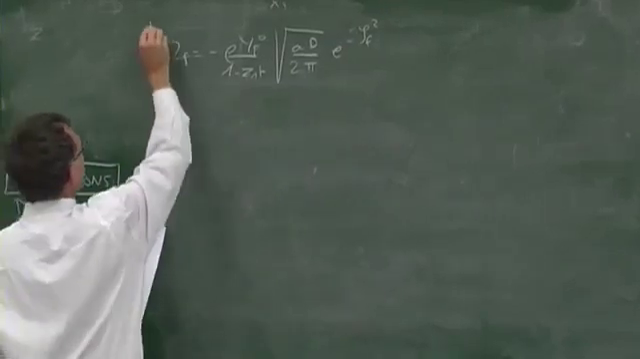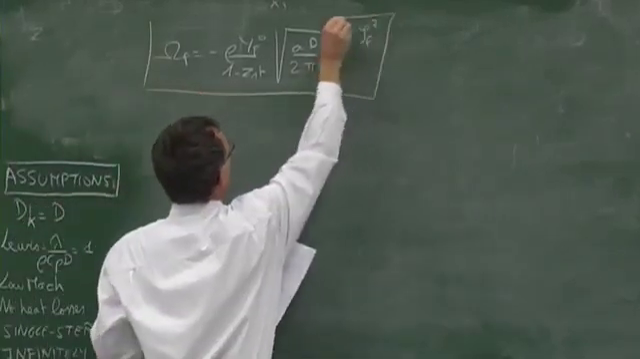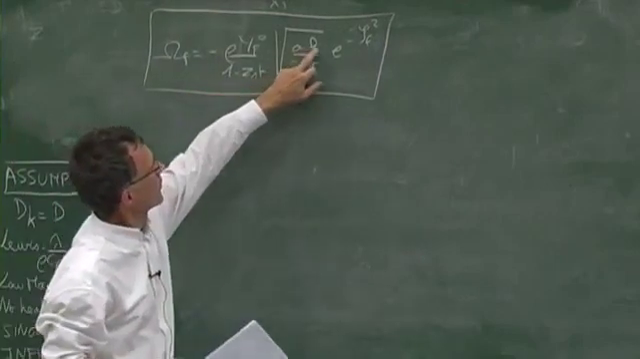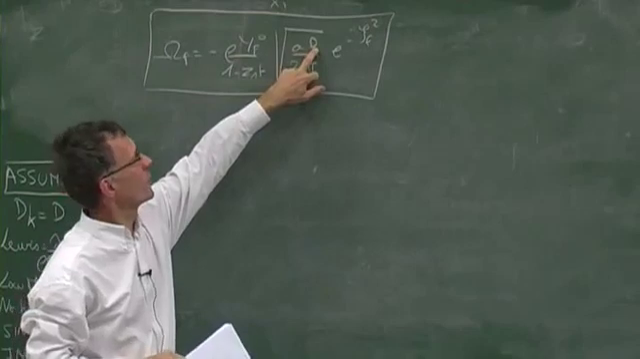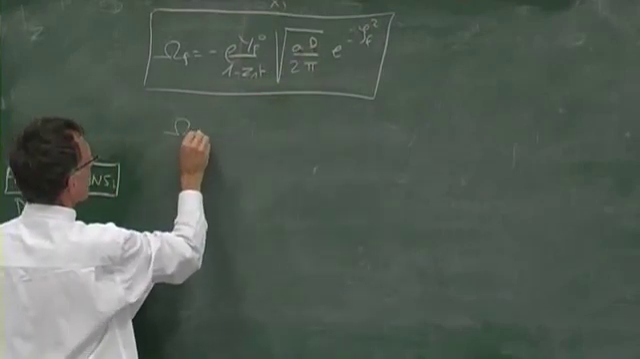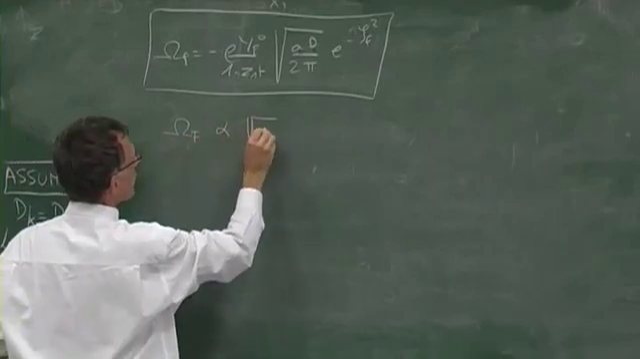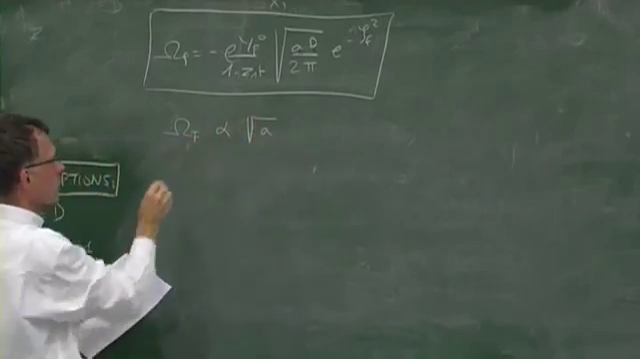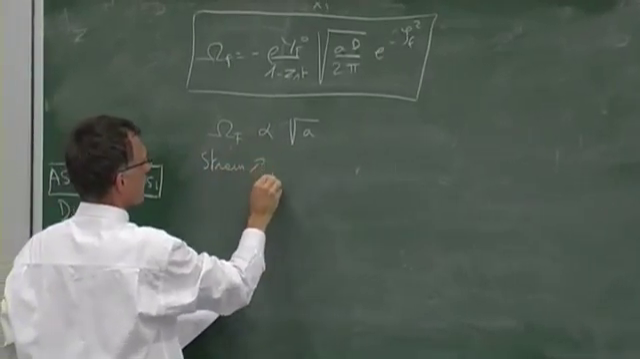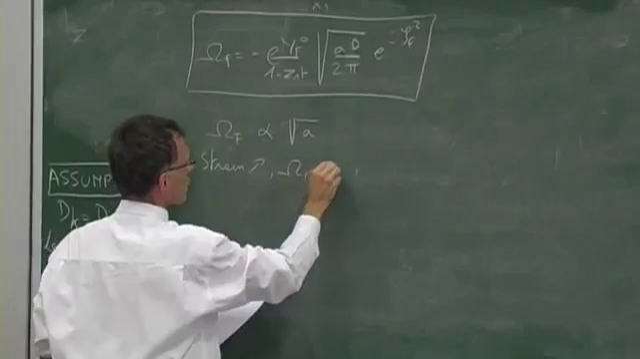So you see here another very important result for diffusion flames. Those are all constants. This is the diffusivity, and this is the strain. So you see that omega f changes like square root of A. So when strain goes up, omega f goes up.